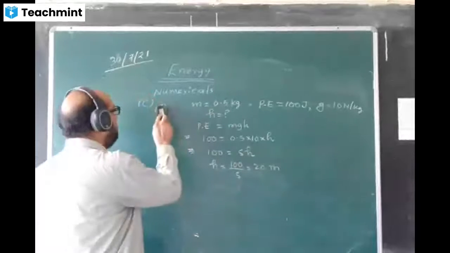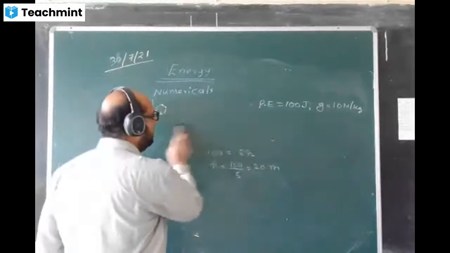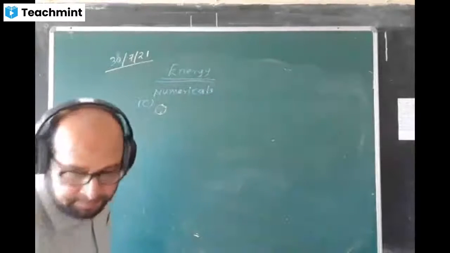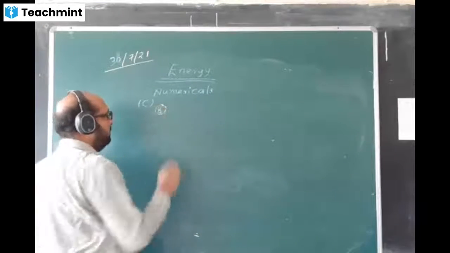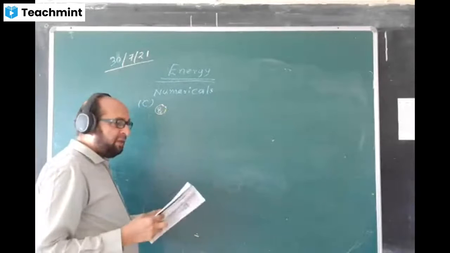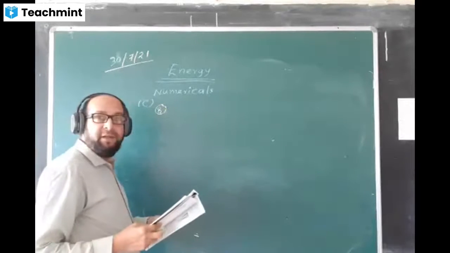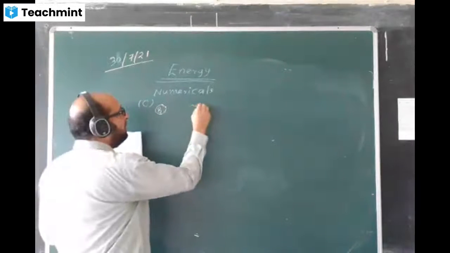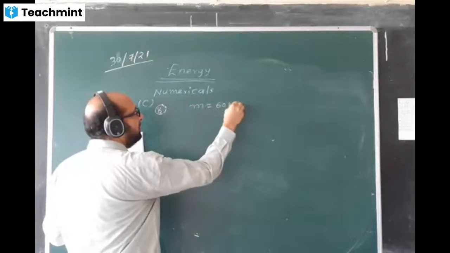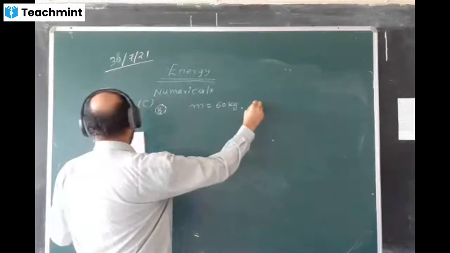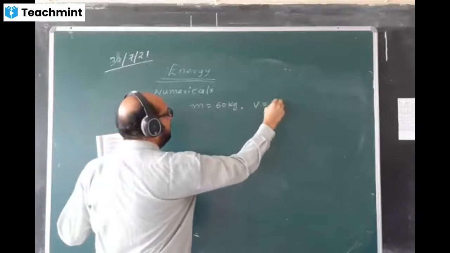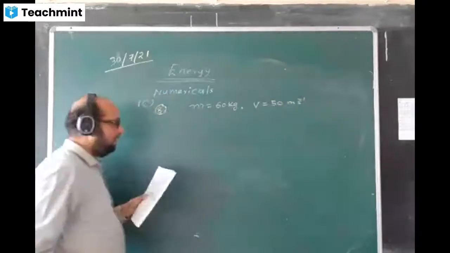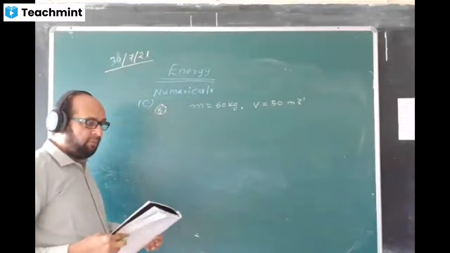Now we are doing question number 8. Read it once, then I'll do it here. A body of mass 60 kg is moving with a speed of 50 meters per second. Find its kinetic energy. Mass given in the question is 60 kg. Speed given is 50 meters per second. Find kinetic energy.